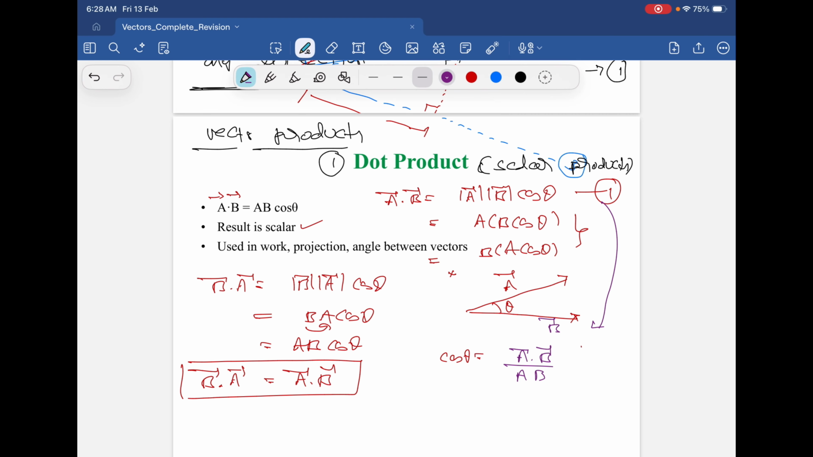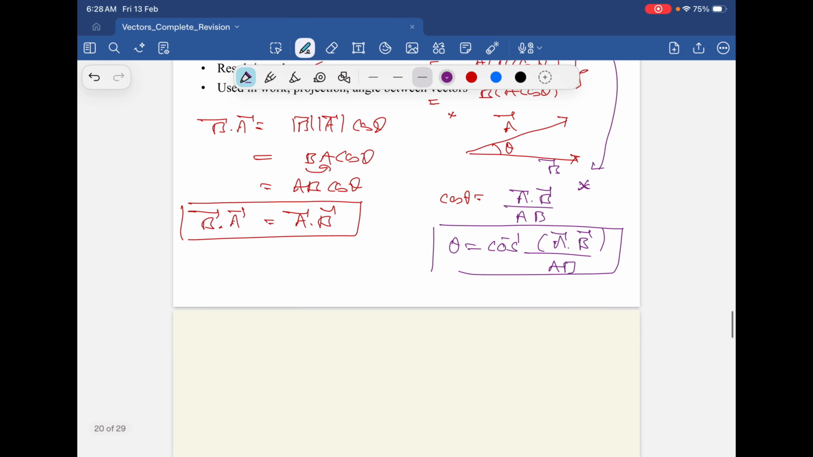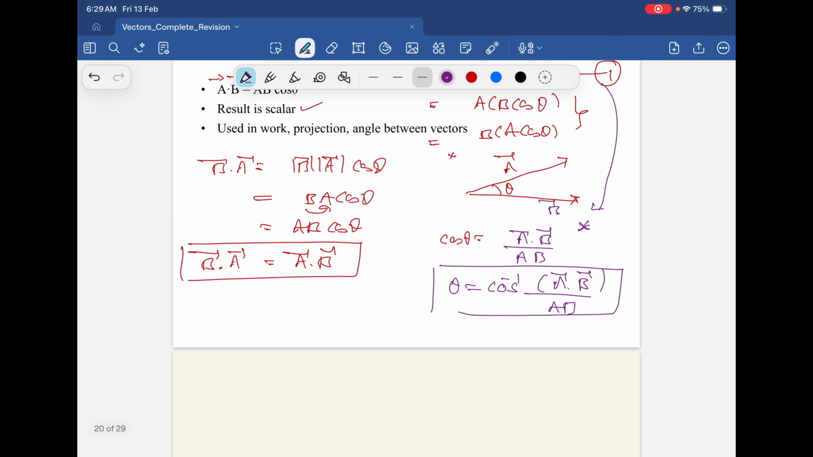Mod a is a, mod b is b. So whenever you want to find the angle between vectors, you can use this relation. So theta is cos inverse of a dot b by ab. Simply remember this formula. Whenever someone asks you to find the angle between two vectors, just cos theta is a dot b by mod a mod b. For finding the angle between vectors, we are making use of the dot product. This is one application for finding the angle.